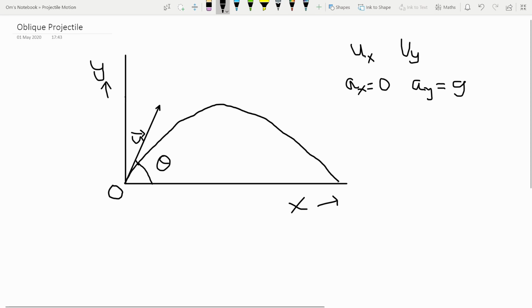And the last thing to do before we begin would actually be getting a concrete relation between u over here, the vector u, and ux and uy.